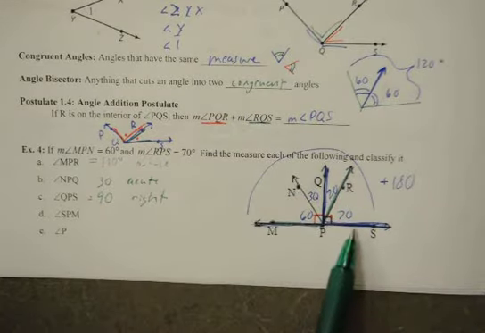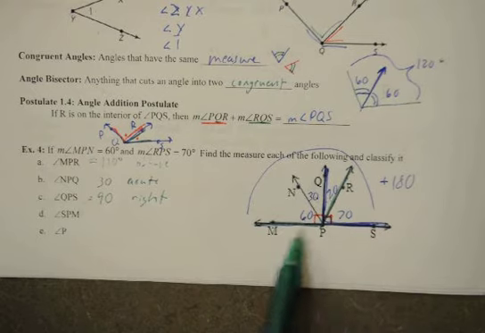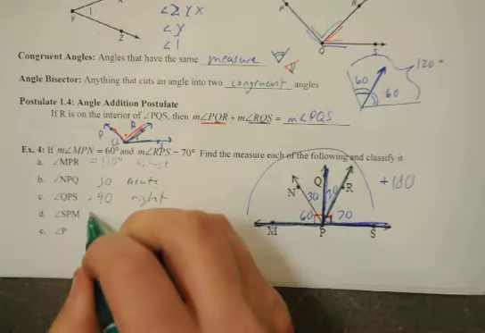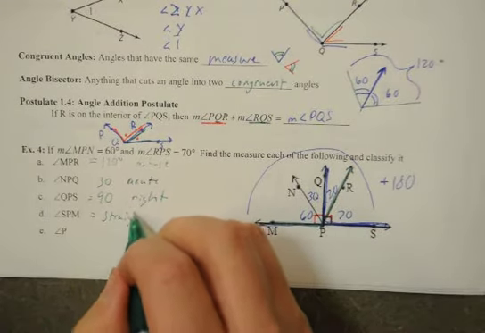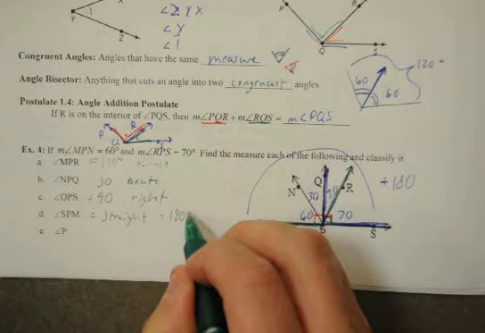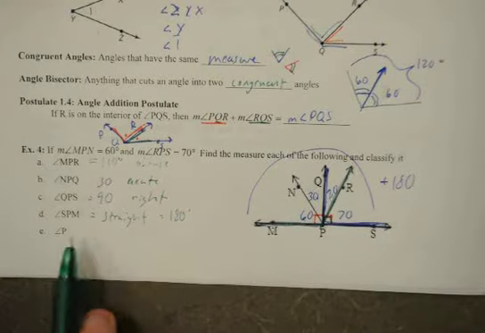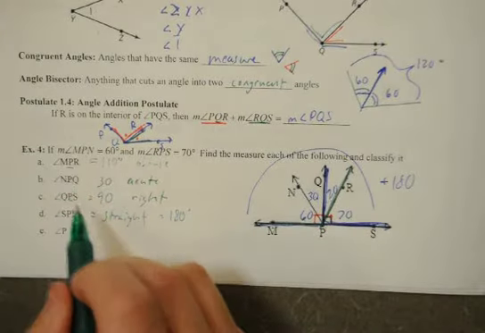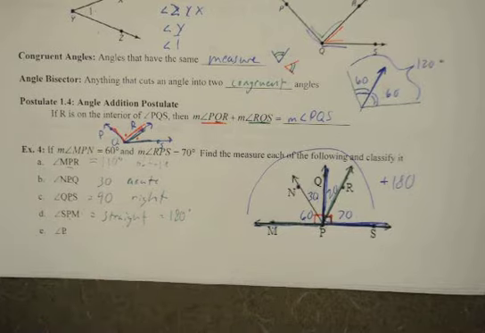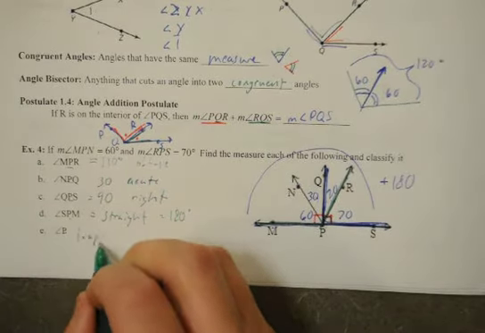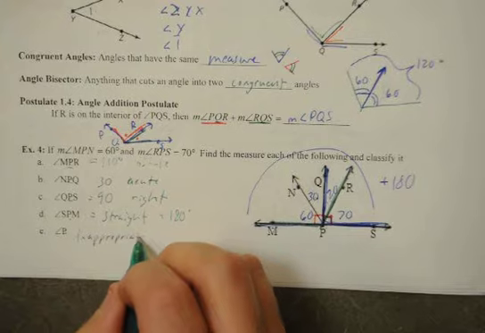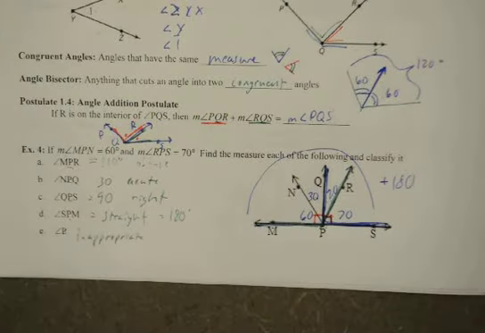And SPM. That's SPM. That's just a straight line. That's our straight angle. And that's 180 degrees. And lastly, angle P. These all have P as a vertex. So that is inappropriate. Don't do that. That's amateur when you do that. Alright. Moving on to the back page.